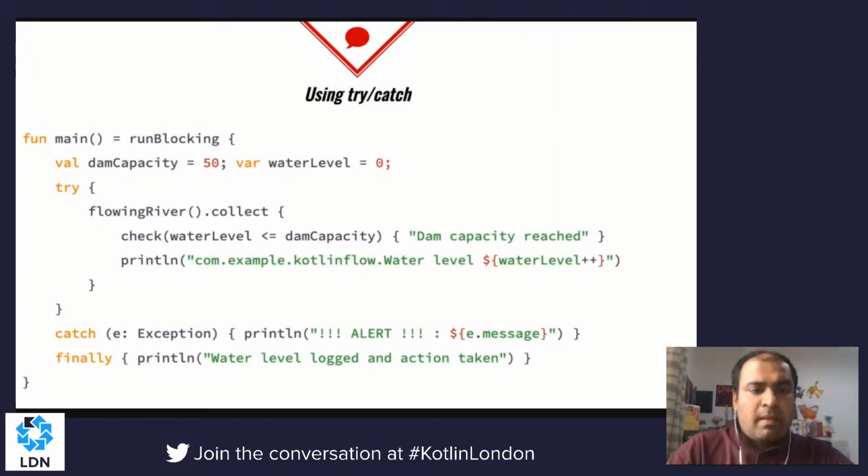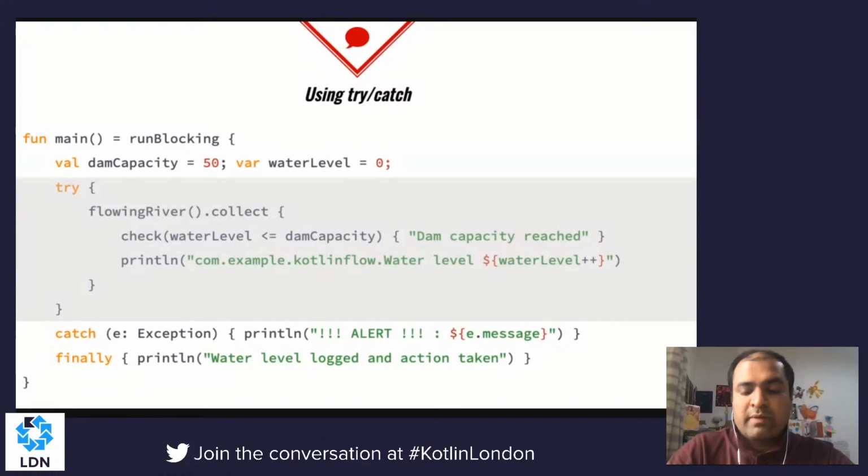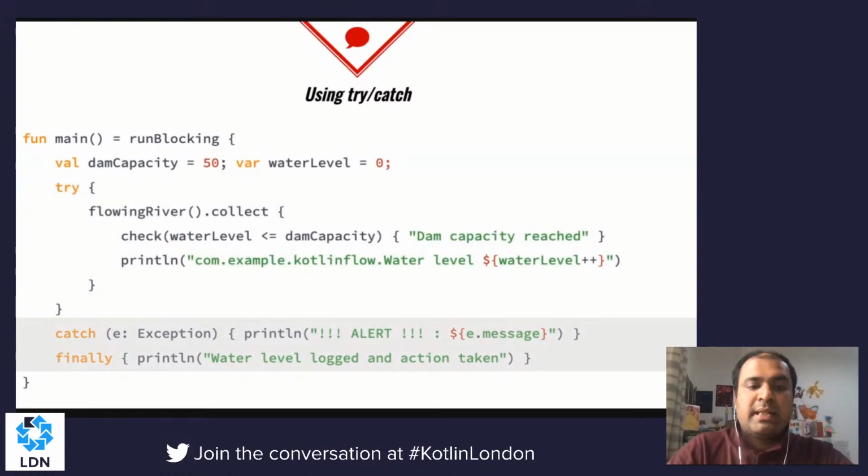So there is this function which, let's say, is a flowing river and there can be some sort of error. So I have written some logic where if the dam capacity is 50 and the water level reaches there, it should just throw an error. So I can use try and catch basically to handle the exception, and then I can either throw the exception from try or just listen to whatever is happening inside try. And if try throws an error, it will ultimately come to a catch block. You will get an instance of the exception.